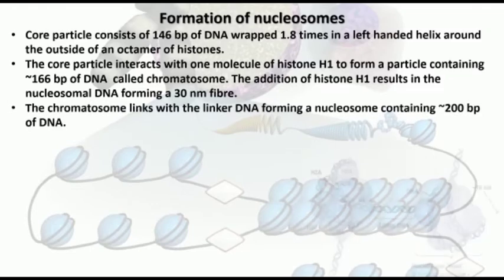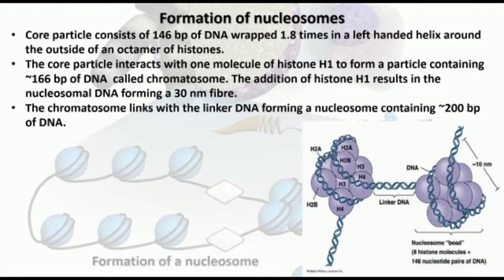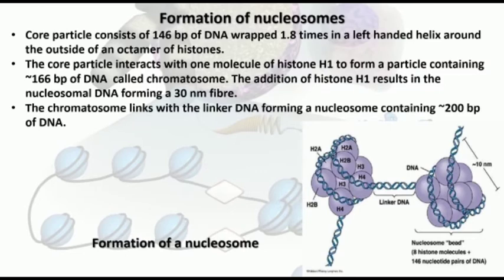Core particles are connected by stretches of linker DNA, which can be up to about 80 base pairs long. Technically, a nucleosome is defined as the core particle plus one of these linker regions. Linker histones such as H1 and its isoforms are involved in chromatin compaction and sit at the base of the nucleosome near the DNA entry and exit, binding to the linker region of the DNA. Non-condensed nucleosomes without the linker histone resemble beads on a string of DNA under an electron microscope.